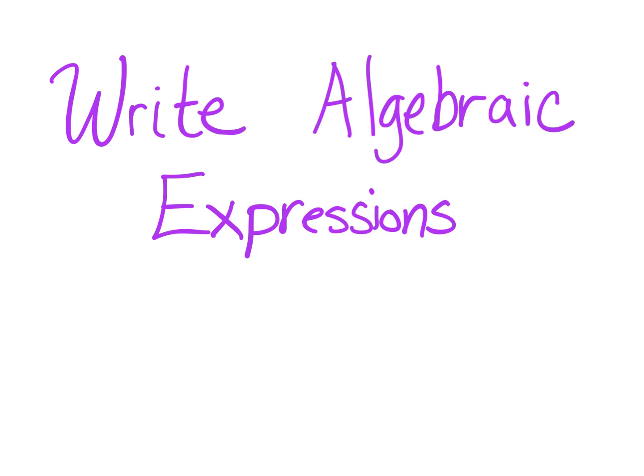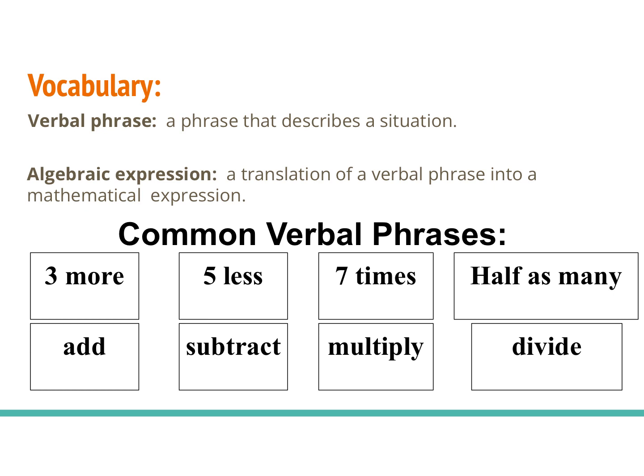Today we're going to be writing algebraic expressions. All right, here's some vocabulary. So what we're going to be doing is taking a verbal phrase and making it into an algebraic expression today. So what is a verbal phrase? It's a phrase that describes a situation. And then an algebraic expression is a translation of a verbal phrase into a mathematical expression.